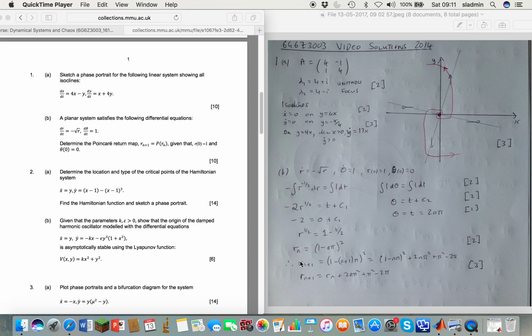Now we want to find Rn plus 1 in terms of Rn. We replace n with n plus 1 to get this term, and simple algebra can show you that this expression is the same as this expression. Now we can substitute for 1 minus n pi squared, because that's Rn, and that gives us our Poincare map. And that concludes the solution for question number 1.